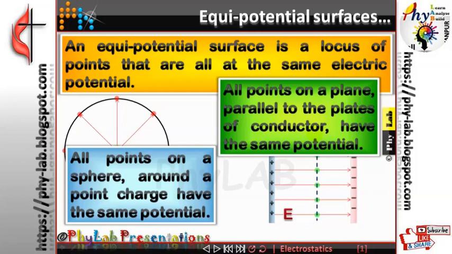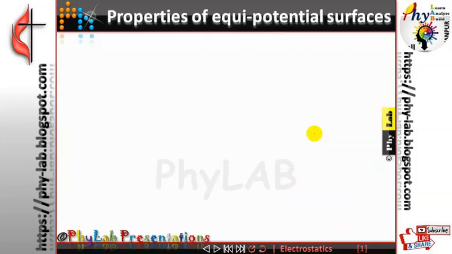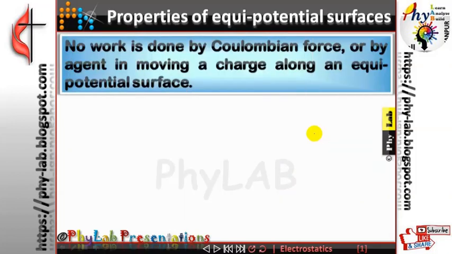Another very important aspect of equipotential surfaces is the properties associated with them. Let's go through those properties also. The very first property says no work is done either by the Coulombian force or by some external agent in moving a charge along any equipotential surface. Now why won't there be any work done? As I just told you, work done is equal to Q naught times the potential difference.